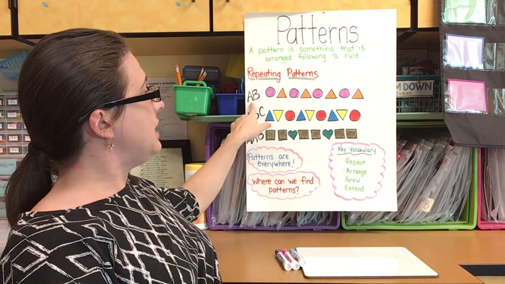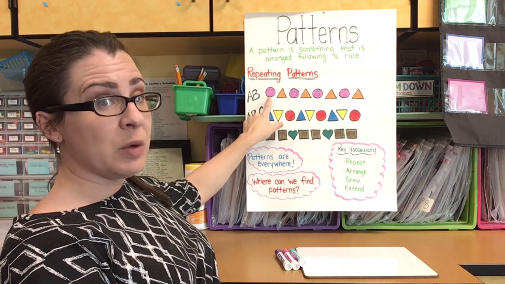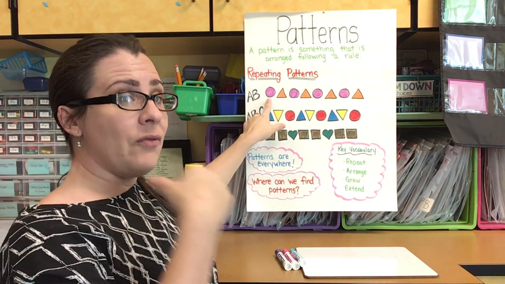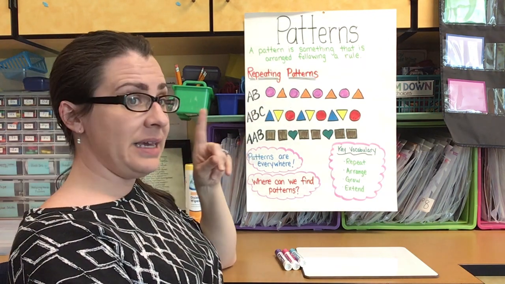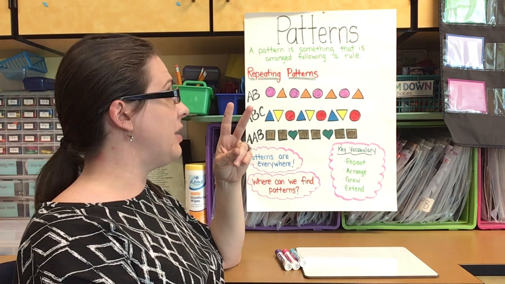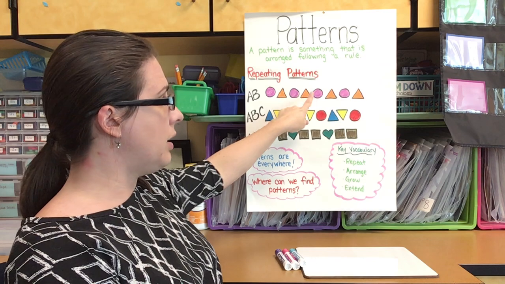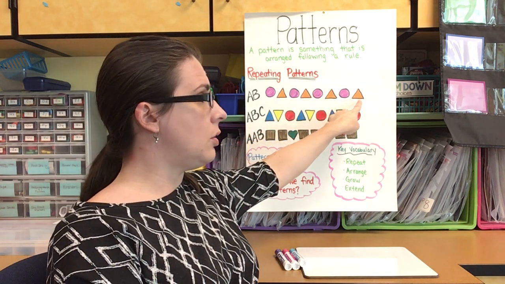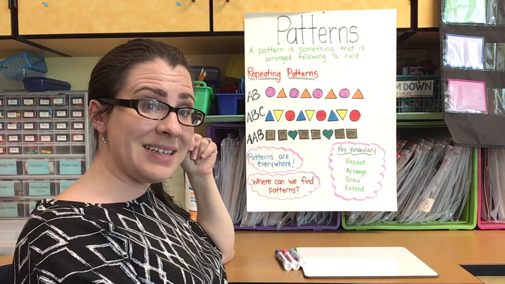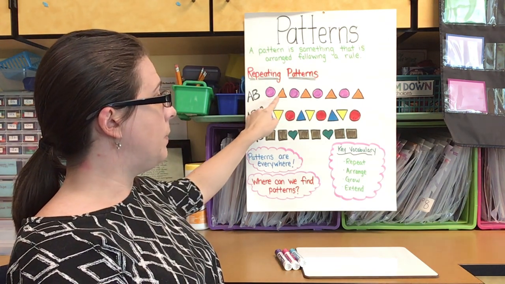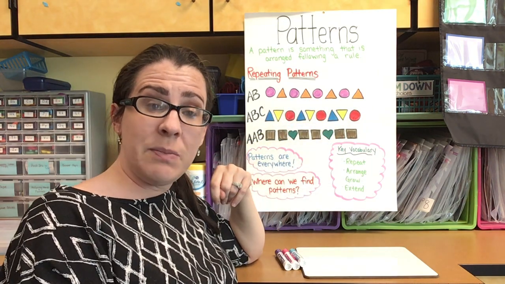Now, let's look at the AB pattern. The AB pattern is repeating. It's repeating itself over and over, okay? The rule in this pattern is that it repeats and that there's 2 different objects. Do you see how it's a circle, triangle, circle, triangle, circle, triangle, circle, triangle? You could also say the rule is that it's got different colors. Let's look at that. Purple, orange, purple, orange, purple, orange, purple, orange. That is an AB pattern.